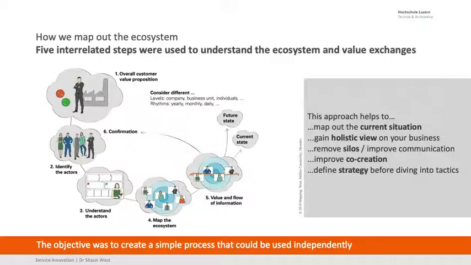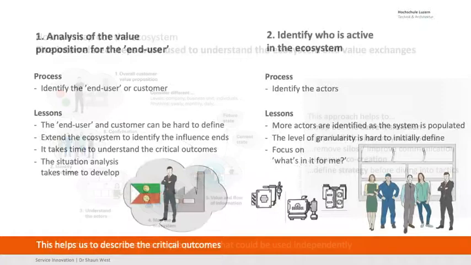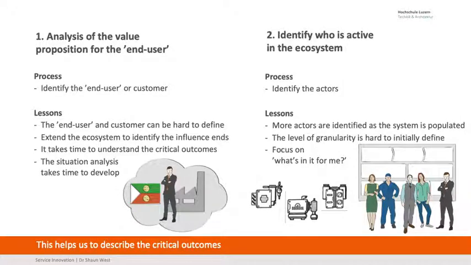Overall value proposition, identify the actors, understand the actors, map the ecosystem, identify the value flows, and then create the current state map and then create a future state. Considering different layers gets rid of some of the silo thinking that we've been having. So have a mixed team when you do it. What the heck is the service meant to deliver? This is the end user customer and the value proposition that we should be delivering to them through the ecosystem.